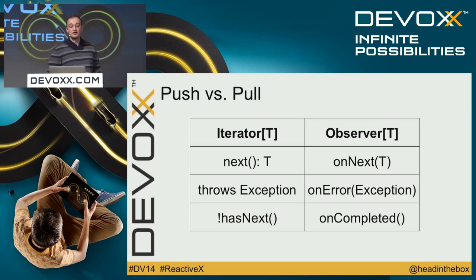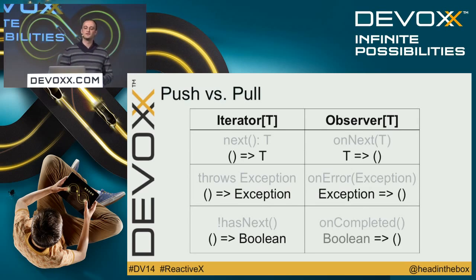In the case that something goes wrong, an iterator more or less throws an exception. For the observer, we pass in a function onError that takes an exception and then does something with that. Iterator, well, once it doesn't have any values anymore, so hasNext, then it basically completes. And for the observer, we again pass in a function called onCompleted that knows what to do when the stream is done. So maybe we should add the types to these functions.